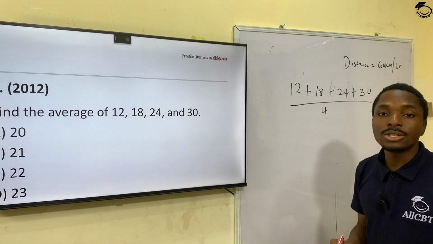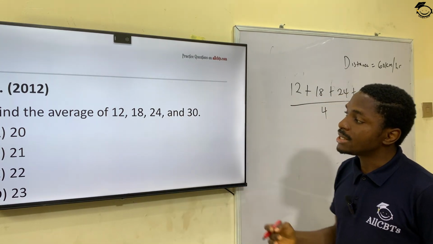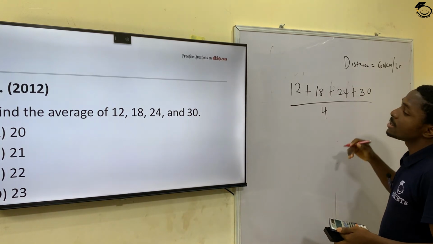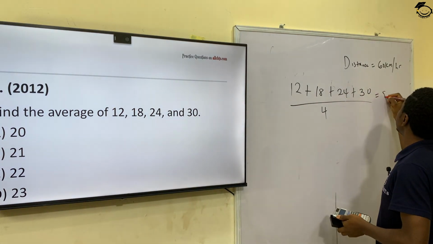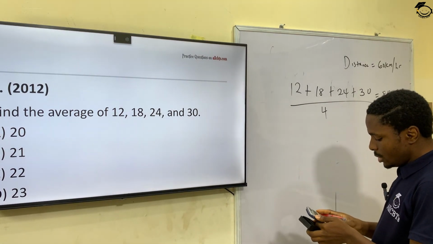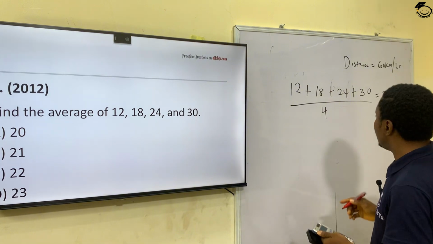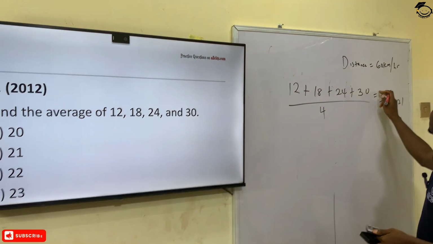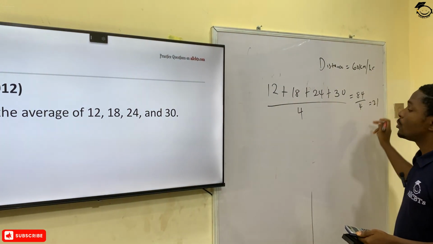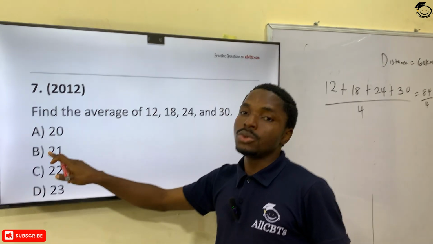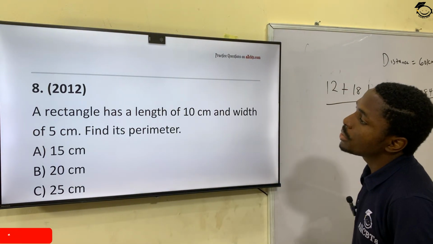So 12 plus 18 is what? 30 plus 24, 54 plus 30, 84, right? So 84 divided by 4, that will be what? 84 divided by 4, you have 21. 4 in 8, 2. 4 in 4, 1. So the average of these 4 numbers is what? 21, option B.